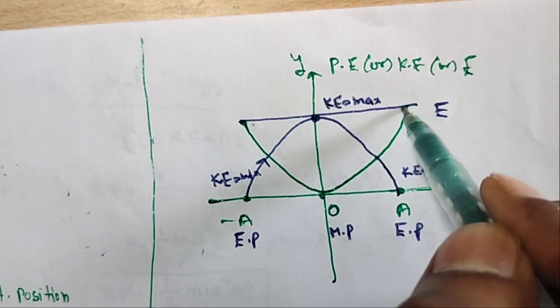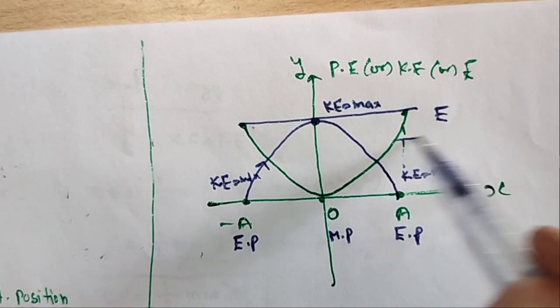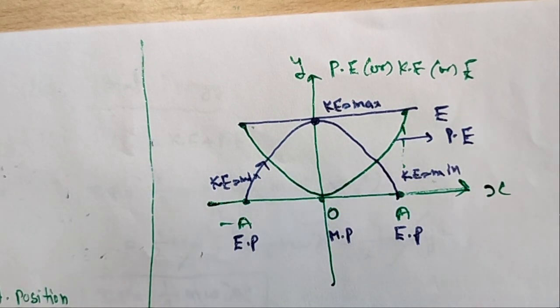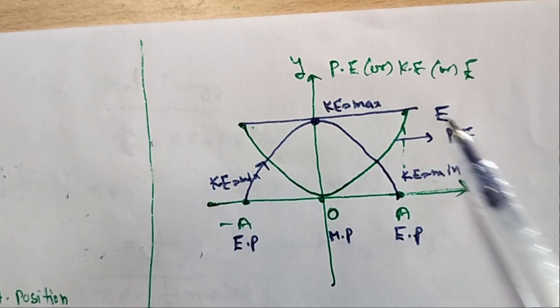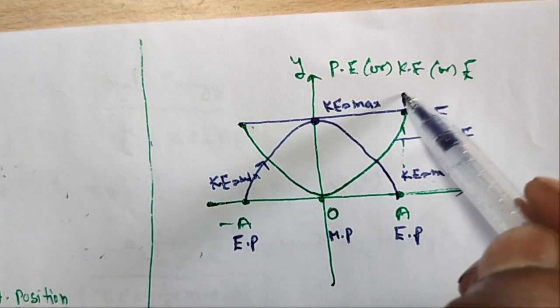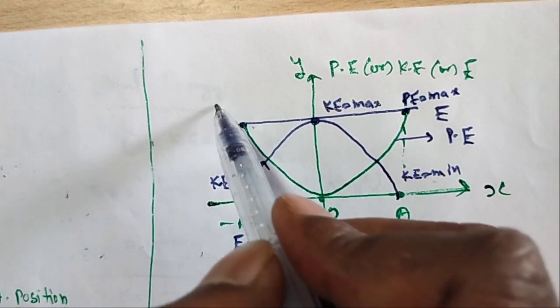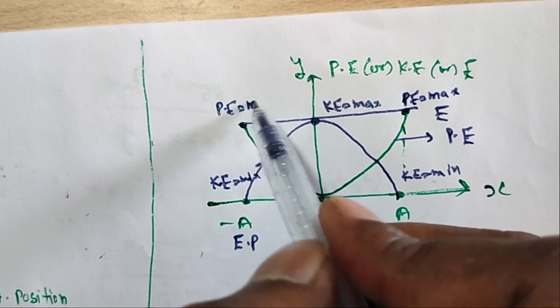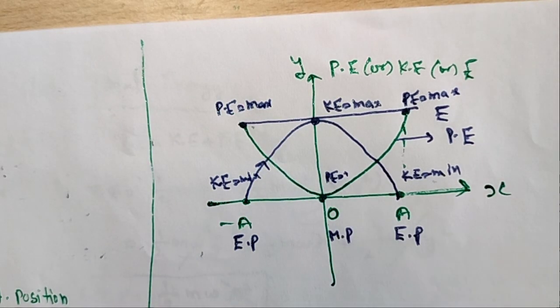This is the potential energy graph. What is the extreme position? At the extreme position, the potential energy is maximum. Here, at the negative extreme position, the potential energy is also maximum. At this one, the potential energy is minimum.